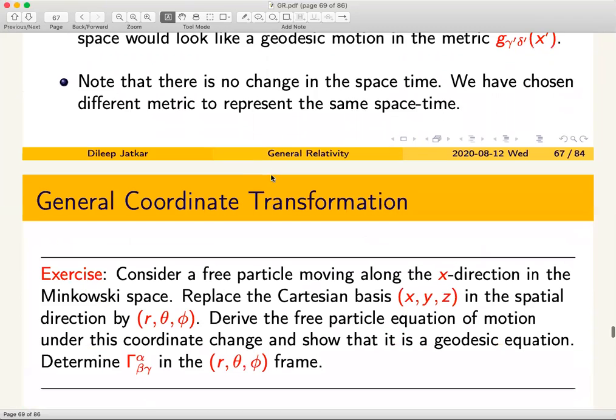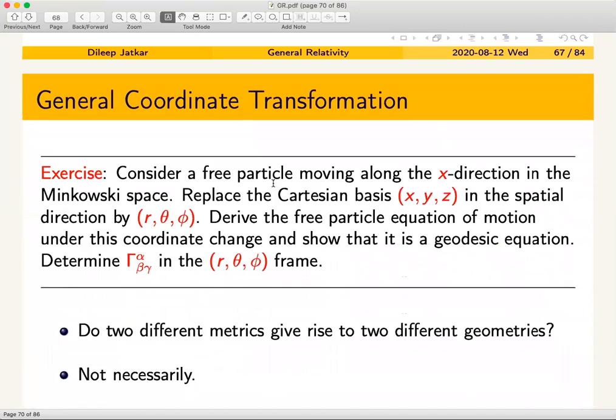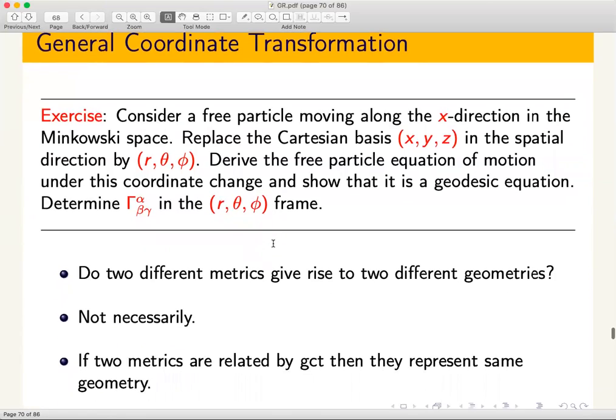We want to ask the question: if I give you a metric g alpha beta, and I give you another metric g tilde alpha beta, do these two metrics determine two different geometries? And we need to answer this question in the most general form. Of course, the tentative answer to this is not necessarily. There are situations in which they would describe the same geometry.